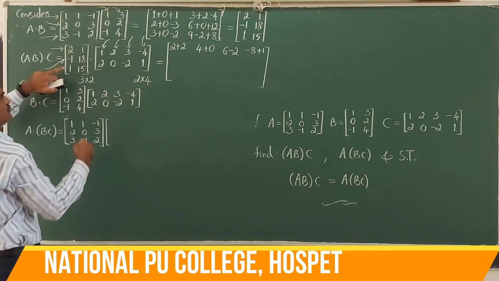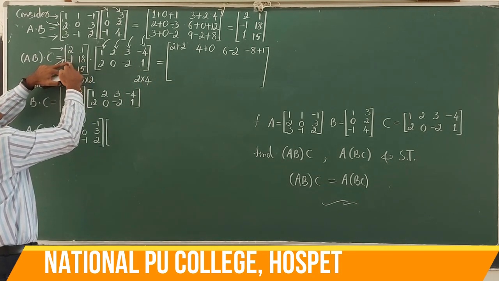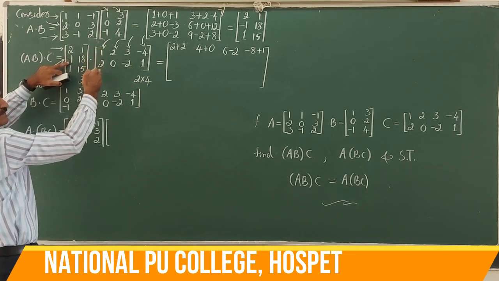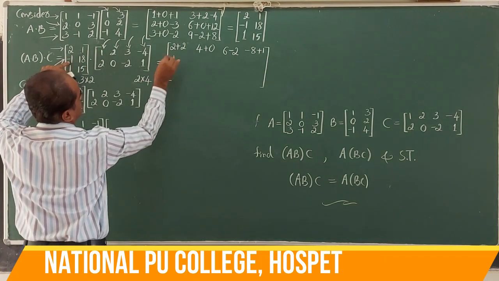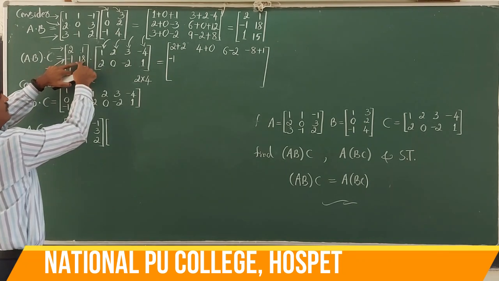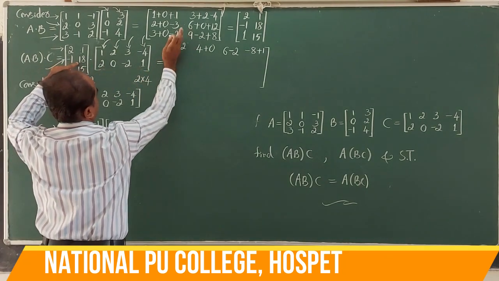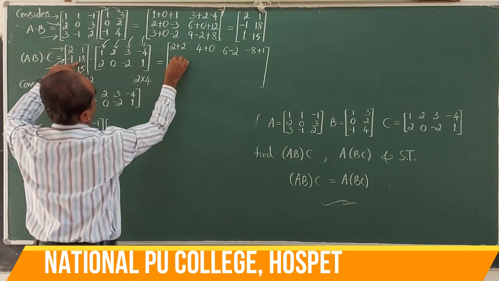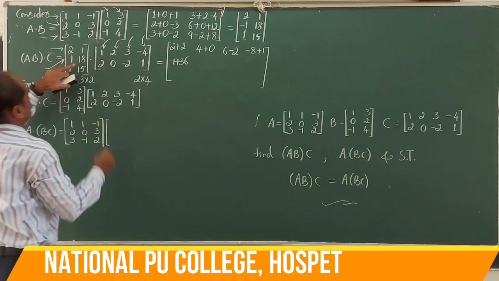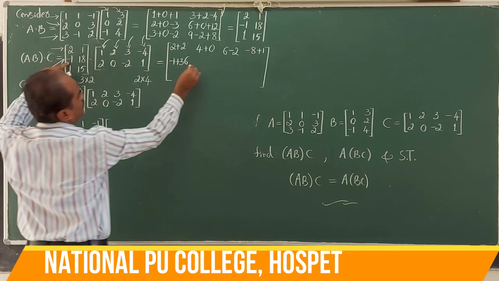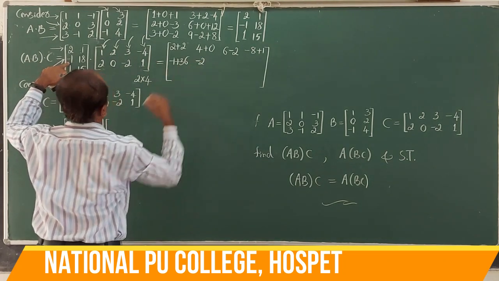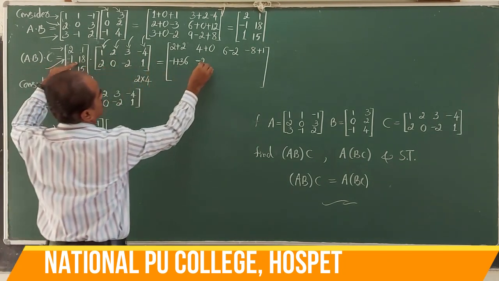Repeat the same process. Second row elements minus 1, 18. First column elements 1, 2. Minus 1 into 1, minus 1. 18 into 2, 36. Second row, second column now. Minus 1 into 2, it is minus 2, plus 18 into 0, 0.